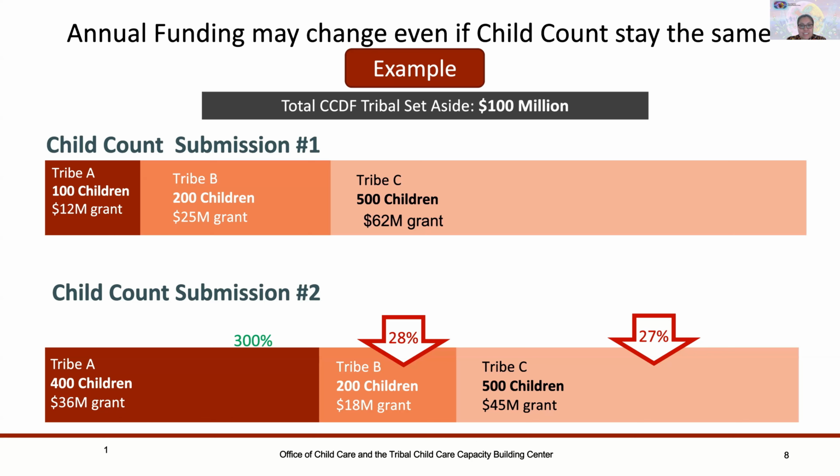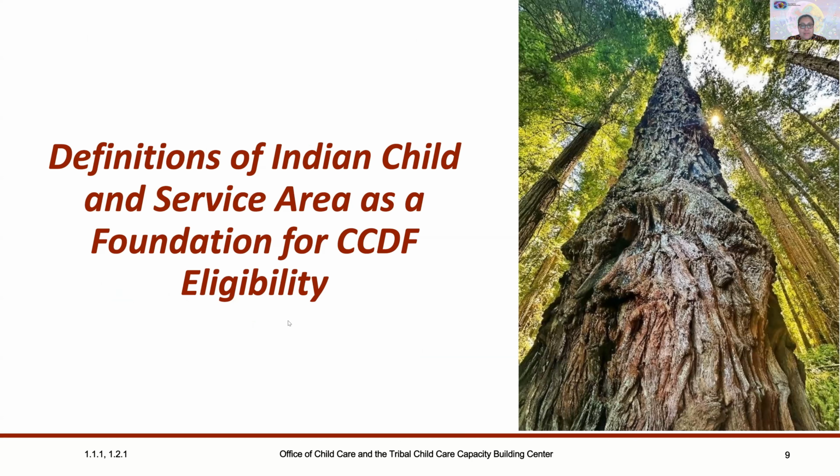All right, so let's go to the next slide. So as Gabriella mentioned, there are 2 components necessary as part of the determination of the number of children within the tribe, and that is the definition of Indian child and the definition of service area. And that is definition of service area on or near the reservation, except for tribes in Alaska, California, and Oklahoma. The choices within your CCDF plan will build on these 2 definitions. So let's move on to the next slide to begin exploring the definition of Indian child.